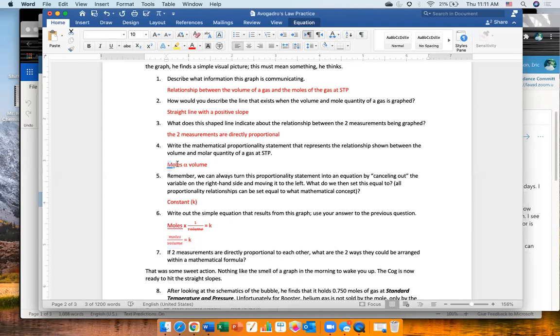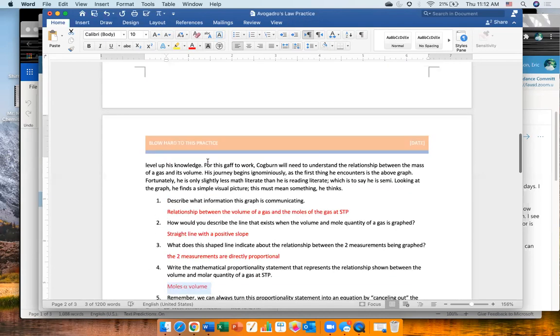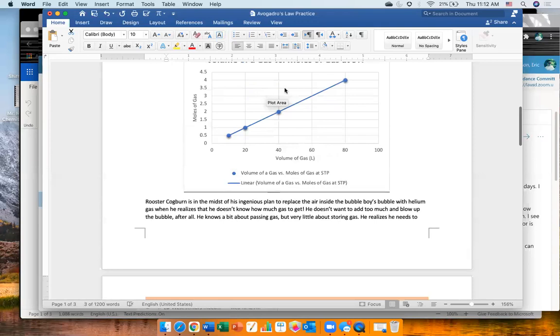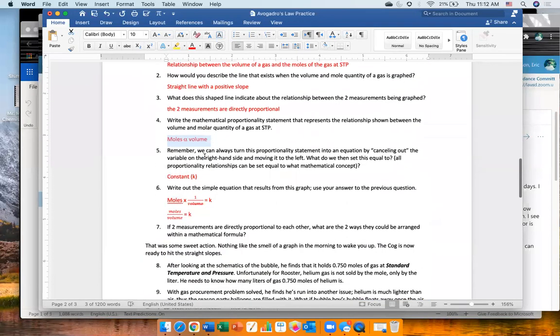So what you've done is you've taken an understanding of this graphical relationship and you've turned it into an equation. This is where equations come from. This is how they're created.